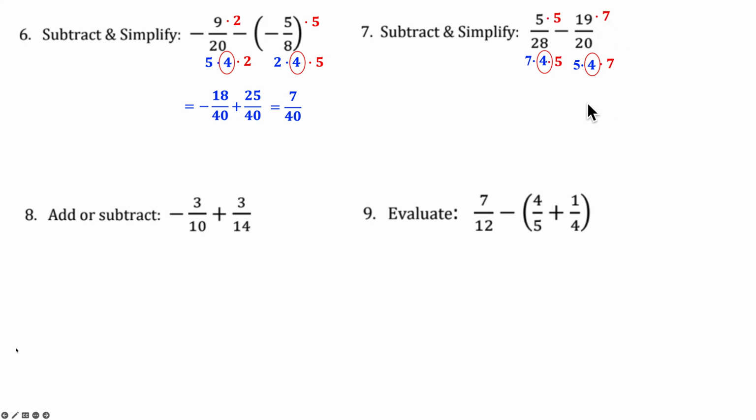All right, let's find this common denominator here. We got 5 times 4 is 20 times 7 is 140. 5 times 5 is 25. 20 times 7 is 140. Take one 7 away.